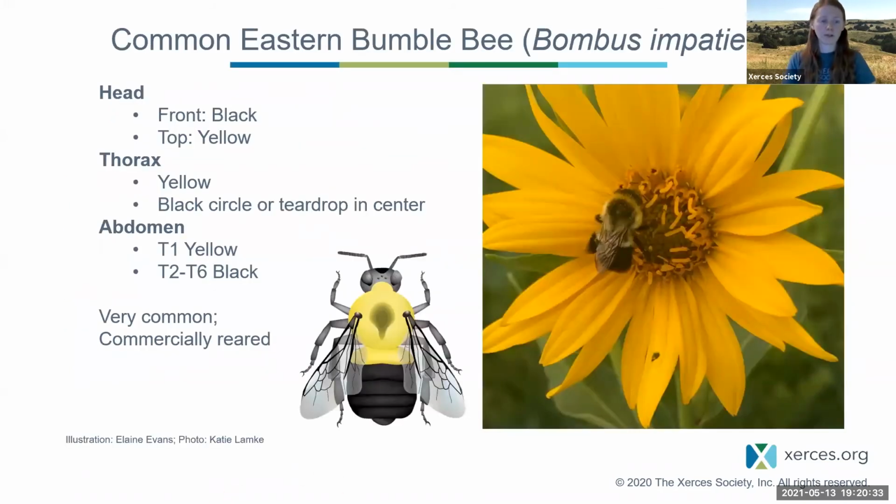So the first bee that you might come across, which is a very common and abundant species, is the common eastern bumblebee, or Bombus impatiens. The hairs on the front of this one's face are black. On the top of its head, it's yellow. On the thorax, it's mostly yellow, but in the center, there can be a black circle or sort of an upside down teardrop shape. The key one for this is that T1 or tergite 1 is all yellow, and the rest of the abdomen is black. Again, this is a very common species.